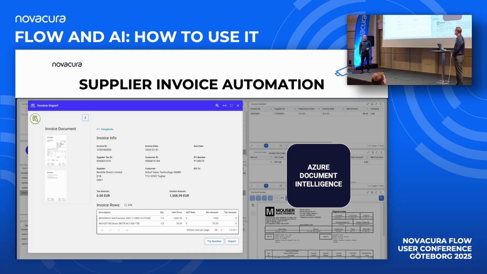And we use something called Azure Document Intelligence for this. It's out of the box, it's there, you can use it today. There are a lot of different types of pre-built models that you can use for this to understand unstructured data, documents, images, whatever. Easy to use and easy to plug into Flow.